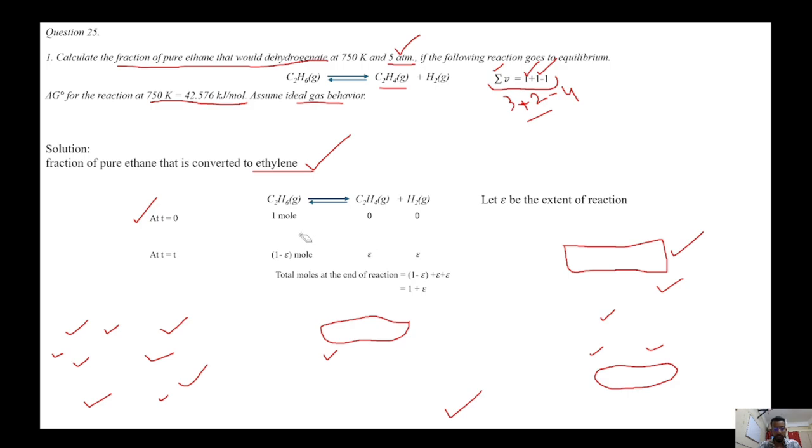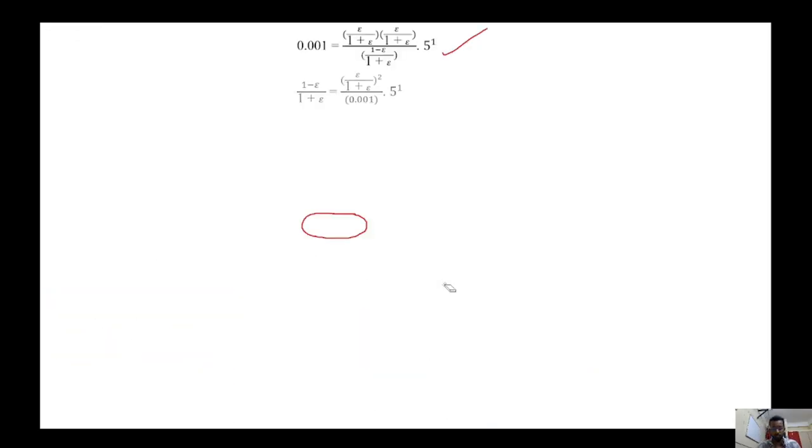Very accurately, at t equal to 0, we will not get any of the product. We only have the reactant. At t equal to some time, if I add 1 mole, then E will be the extent of reaction, then 1 minus E will be the moles left, and according to the stoichiometric coefficient, the same amount of product will form. That's all. Then the total moles at the end of the reaction will be this. Then mole fraction is just a simple formula: moles of the component divided by the total moles. That's all. So hope you understand this question.